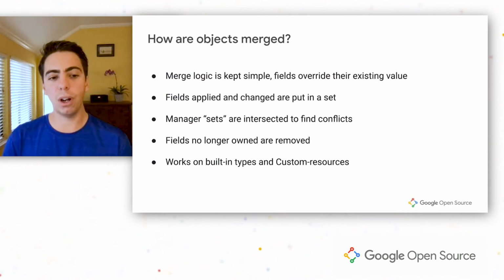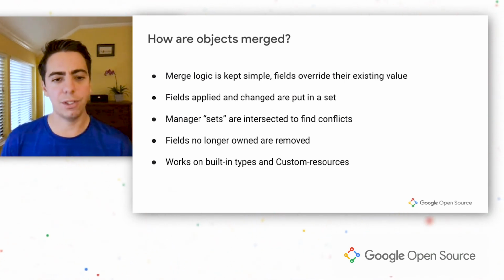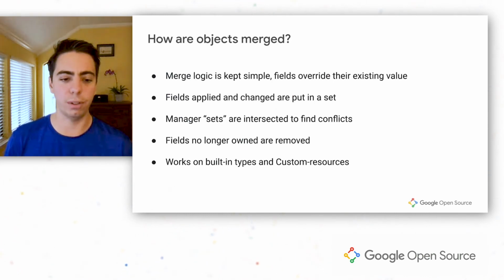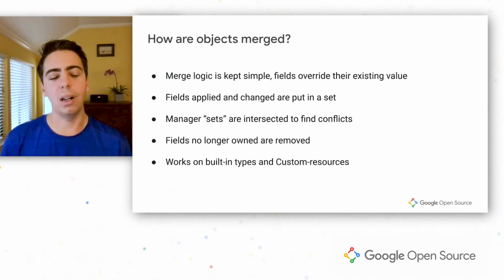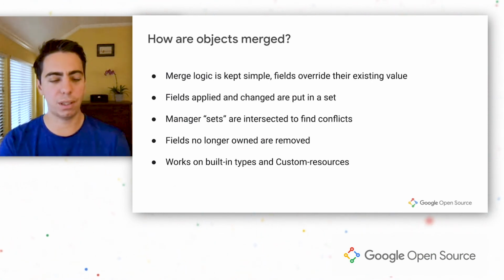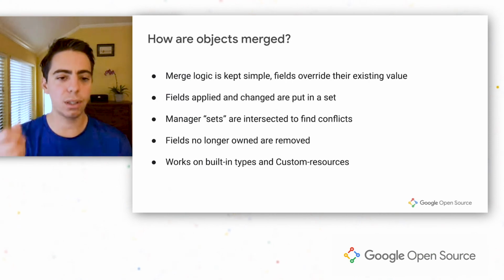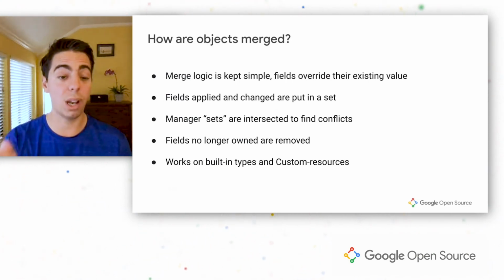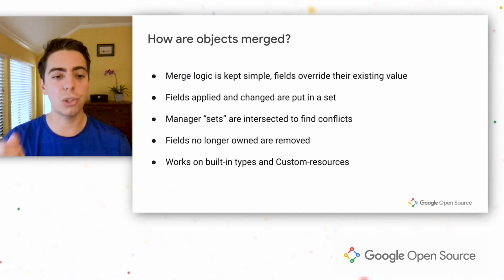How do we keep track of who owns what? I've discussed it a little bit before. So for controllers, we typically look at what has changed. When you apply, we look at all the fields that you have applied, and we create a set, a mathematical set, of all the fields that you care about. And at that time, we look at all the manager sets in the list, and we intersect them with your set. And any intersection that comes out non-empty shows a conflict.